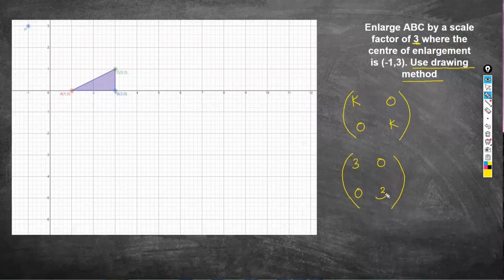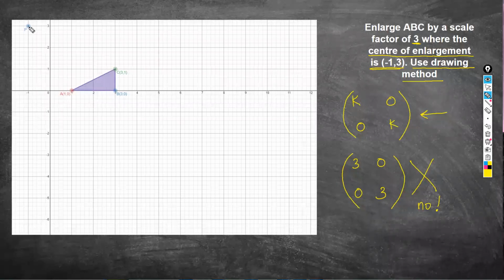3, 0, 0, 3. Let me see if you all fall for this trick. A few people said yes by mistake. The answer is no. Remember, this matrix only works if the center of enlargement is the origin, if you are pretending to stand at the origin. But if you read the question carefully, they said the center of enlargement is not the origin, but the point what?